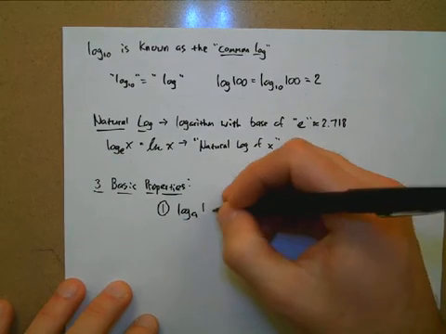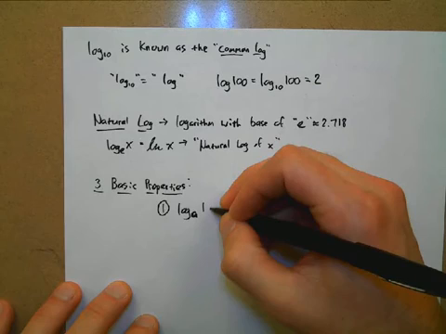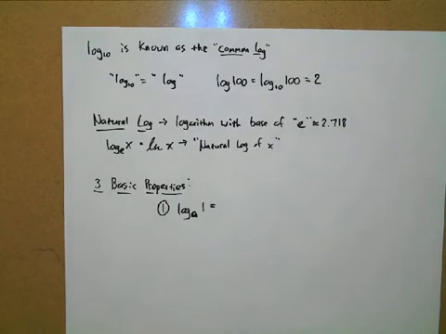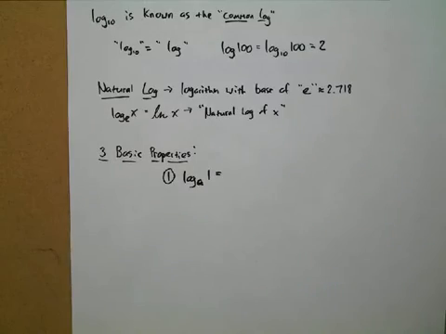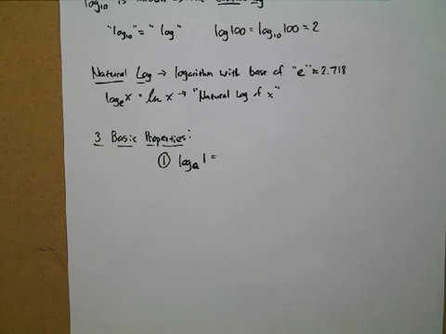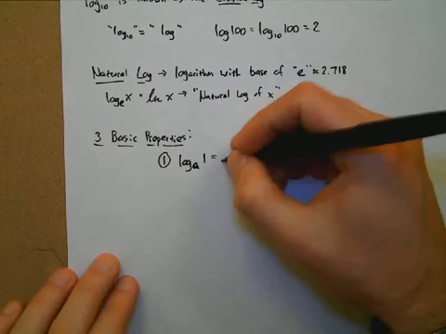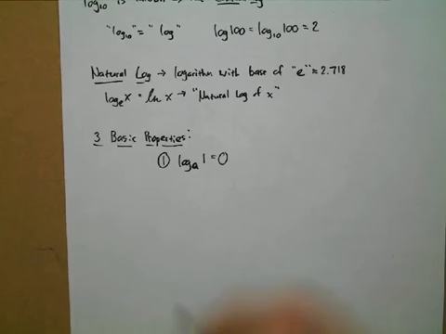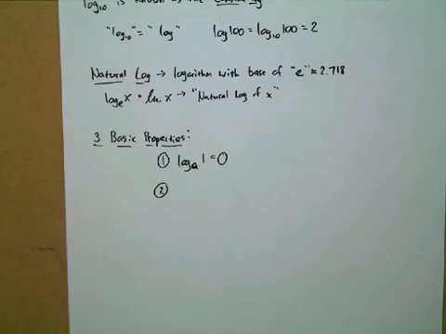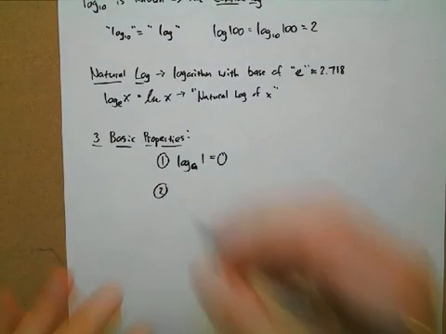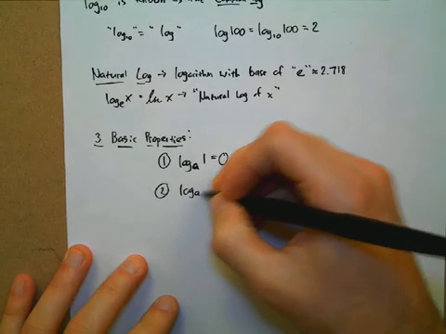In other words, a to what power gives us 1? Yeah, 0, right? Any number raised to the 0 power gives us 1, except for 0. It's an indeterminate form. Okay? Right. Log base a of a is always going to give us what? So a to what power gives us a? A to the 1, yeah.